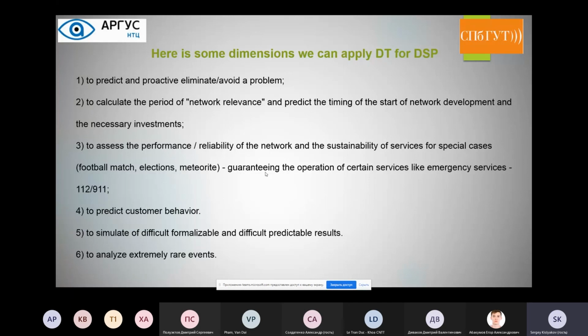The second one is modeling of results that are difficult to formalize and predict. Another case could be improving service level and reliability through preventive or predictive maintenance. Preventive maintenance helps you act proactively to reduce the number of problems that may arise. And so on, you can see them on slide 4.